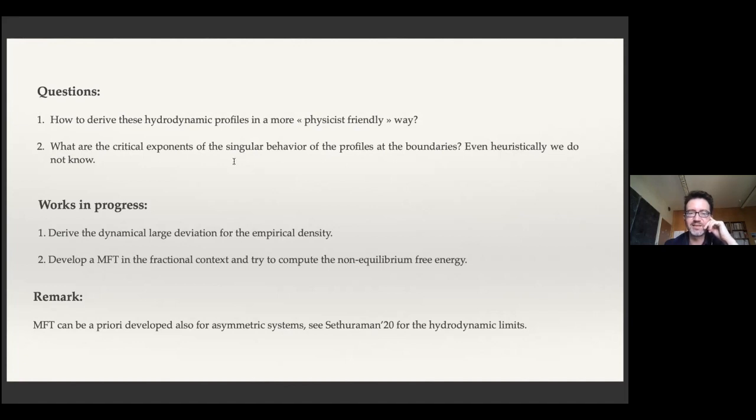And as I said before, the hydrodynamic profiles are not smooth, and at the boundaries they are singular in the sense that they are not differentiable. And I don't know how to compute the critical exponent of the singular behavior of the profile at the boundaries, even heuristically.